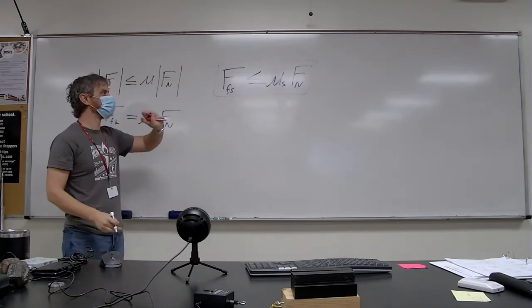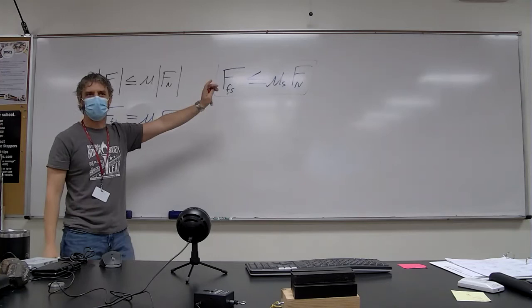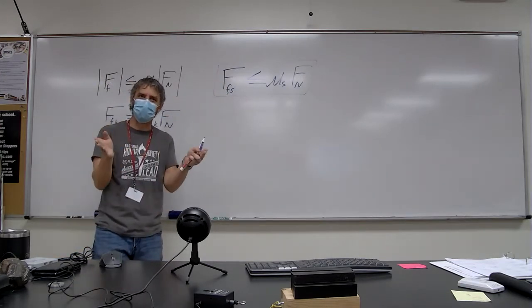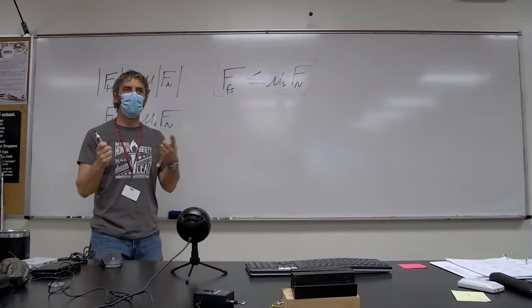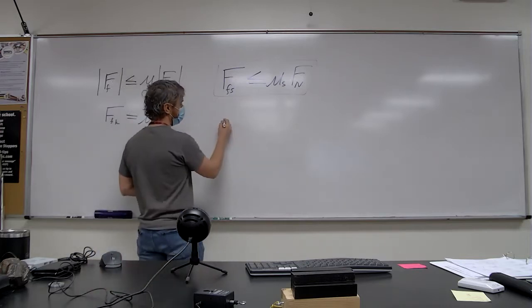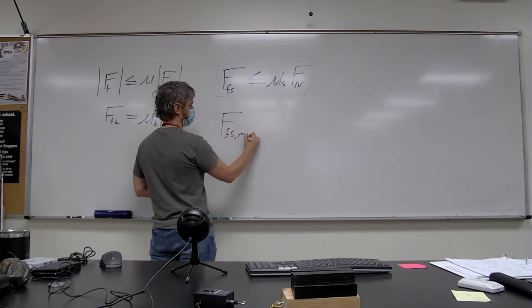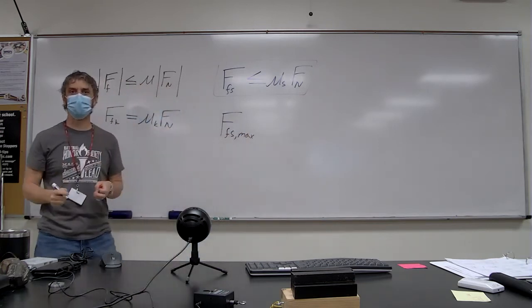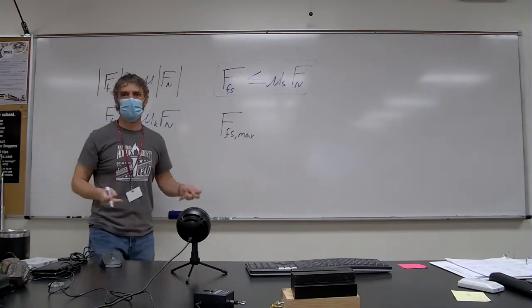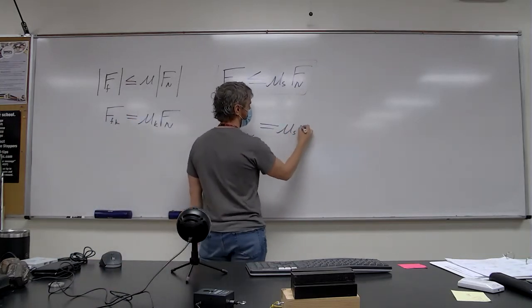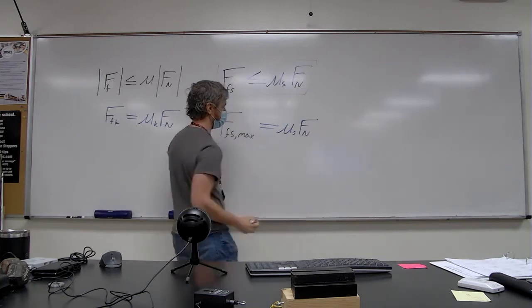You actually very rarely use the inequality. It's there to just show that the static friction force can vary, but we're usually more interested in the maximum static friction force. Usually that's much more interesting, much more useful than just the static friction force in general. And that's when it's exactly equal to the coefficient of static friction times the normal force.